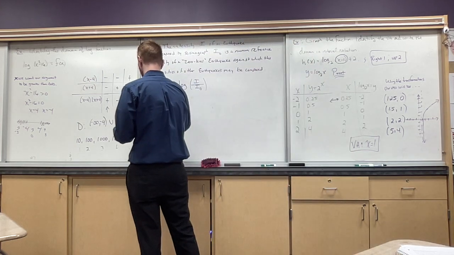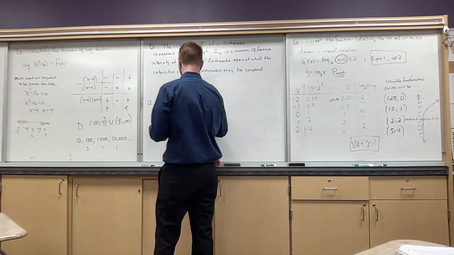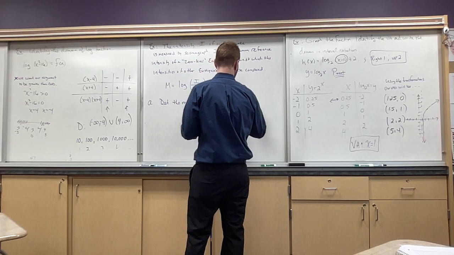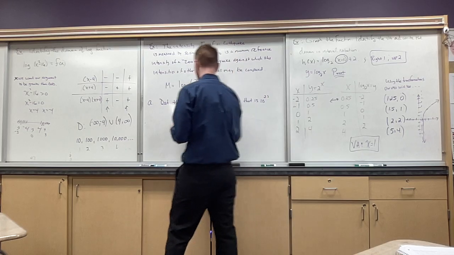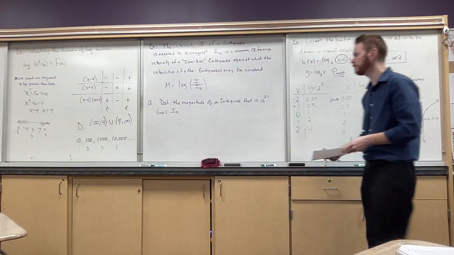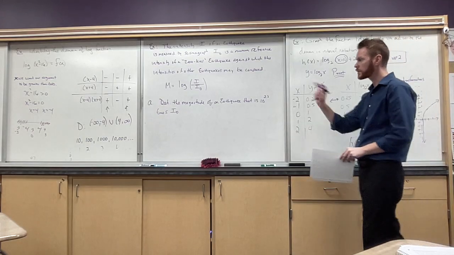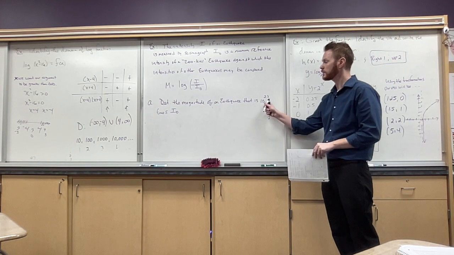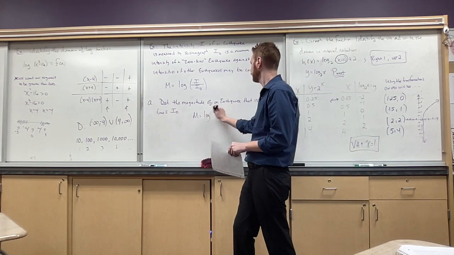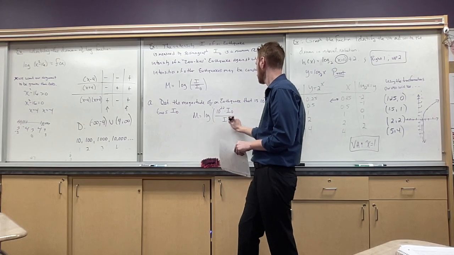So for part A's question, it says here, determine the magnitude of an earthquake that is 10 to the 2.2 power times the initial quake. So we're going to use that formula to do so. So it's 10 to the 2.2 power times the initial. So this is going to be M equals log of 10 to the 2.2 power times the initial over the initial.